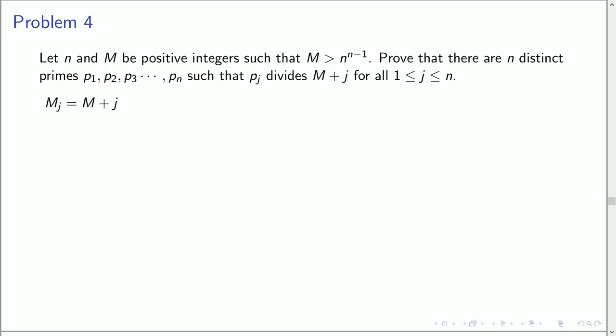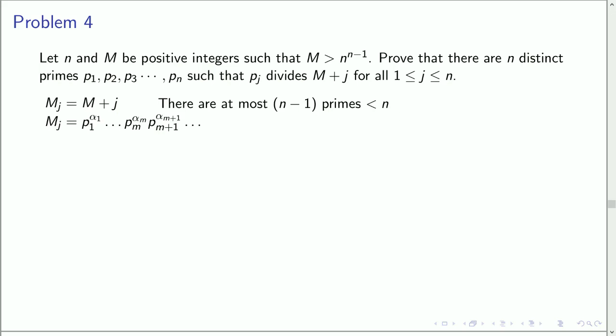So first thing I do is write m plus j as mj, just to shorten it. Then I'll need this statement: there can be at most n minus 1 primes less than n. It's quite a loose statement, but for this problem it works. So the first thing you do is take the prime decomposition of each mj, and assume that p1 to pm are the primes which are less than n.